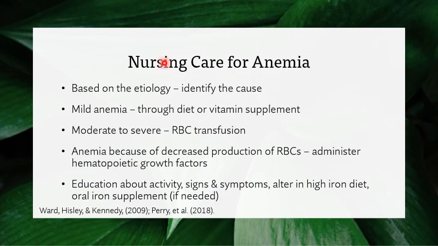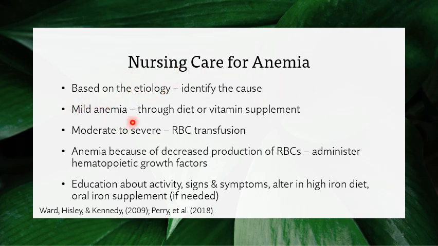Now, how do we care for patients with anemia? Of course, we need to identify first the cause of anemia. What's the cause? Is that iron poisoning? Or is B12 the problem? Or is it just because the body is not making it? So once we know the etiology, we can then plan what we can do.